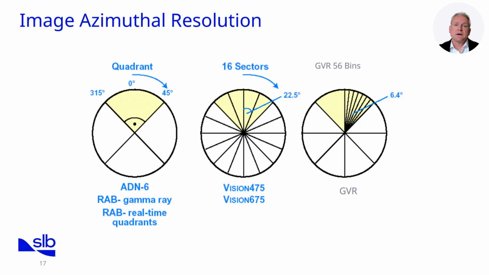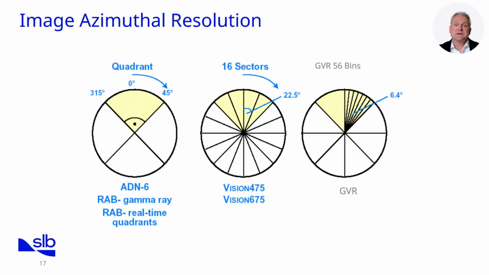In the middle are tools that collect data into 16 sectors around the circumference of the tool, which enables high resolution. Tools such as the vision tools provide this resolution. On the right, the GVR tool provides 56 bins, giving much finer detail.